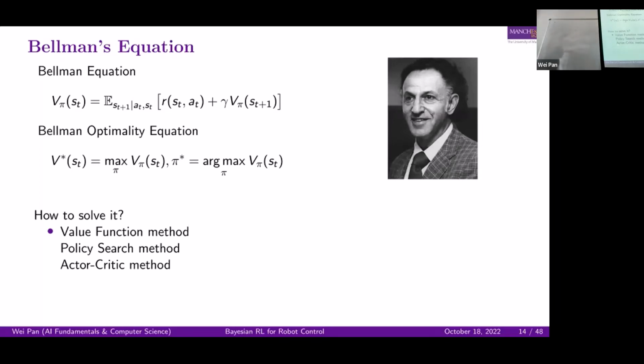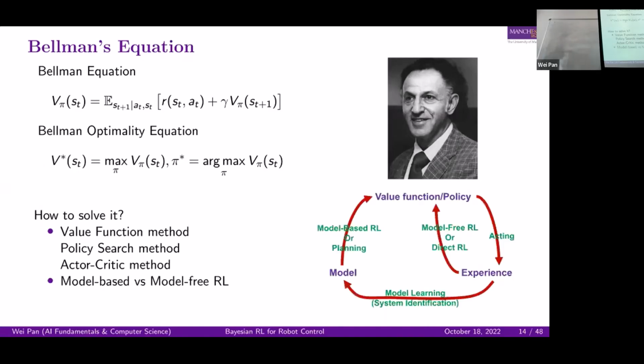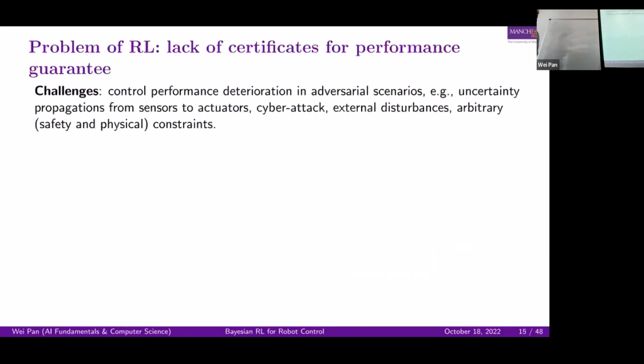For example, the value function method, the policy search method, and you can combine the value function method and the policy search method as the actor-critic method. And there are also model-based RL and model-free RL. So essentially, they are all machine learning methods. But the difference is that in the model-based method, you try to learn the mathematical model of the environment and use the model for planning purposes, which is more data efficient.